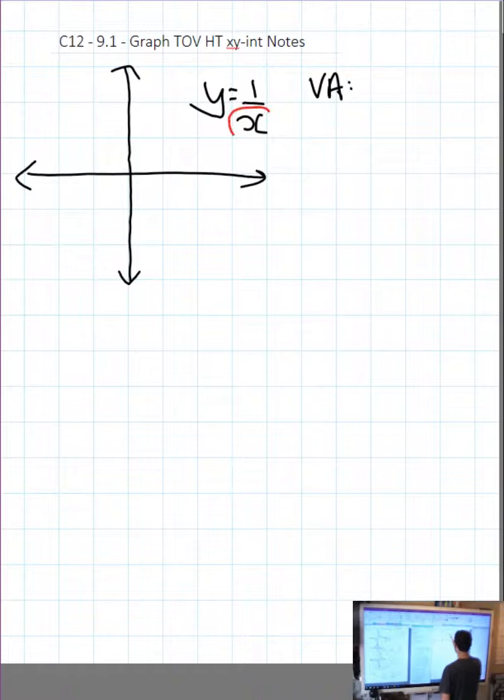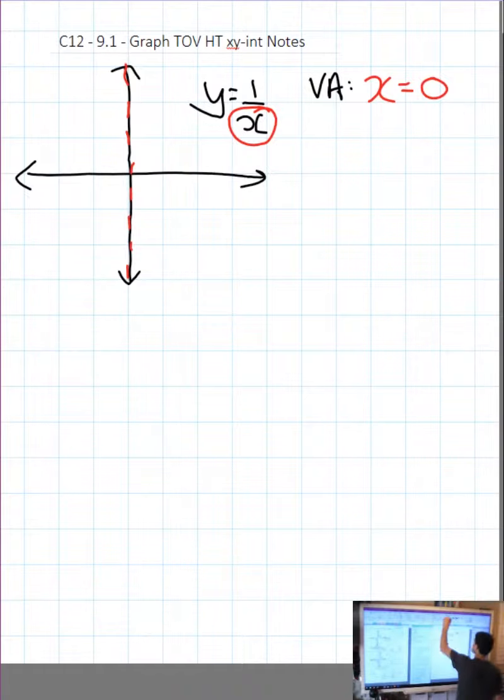So whatever the denominator is, we say that equals 0. So a vertical asymptote is a line that we cannot cross. So x equals 0 is the vertical dotted line lining up with the y-axis. That line we cannot cross. So outside of that, how would I graph the rest of this?